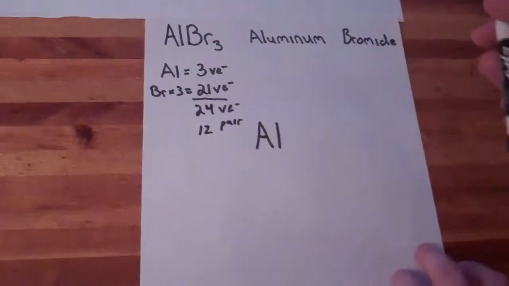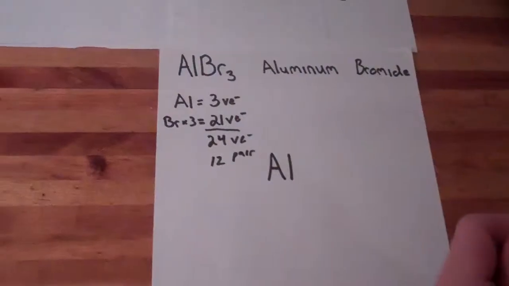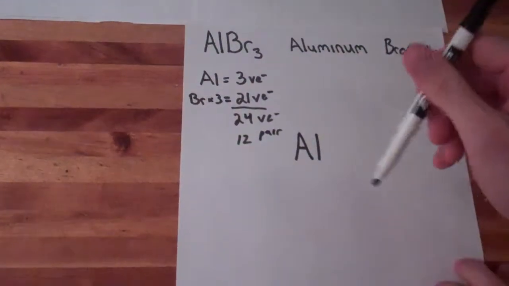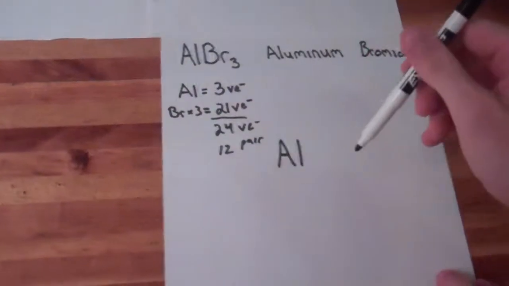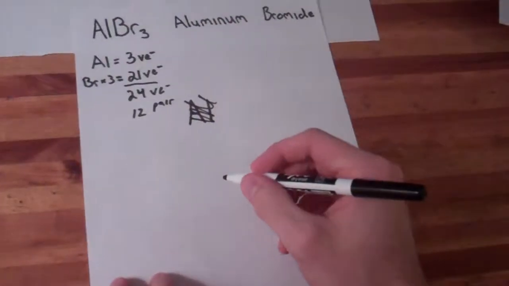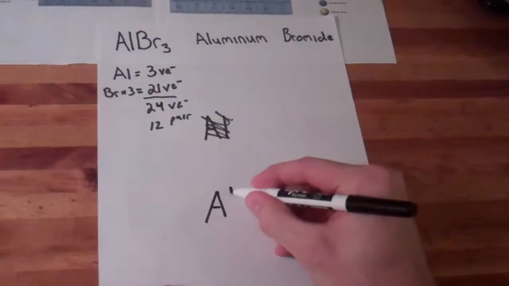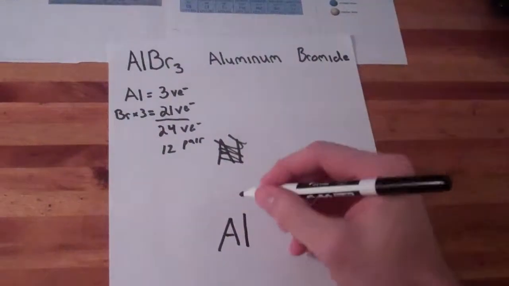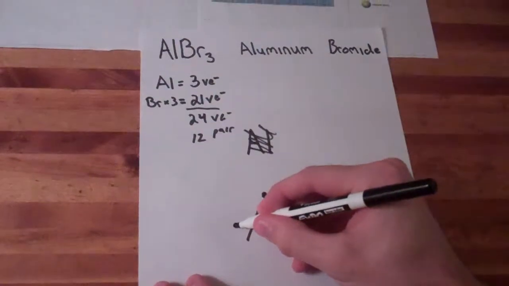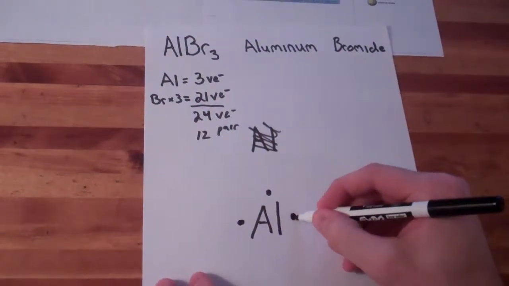Alright, so we have aluminum in the middle for this one. The reason is that aluminum only has 3 valence electrons around the outside. And we're actually going to draw it down here to make it a little easier. It has only 3 around the outside, so you're going to have 1, 2, 3.